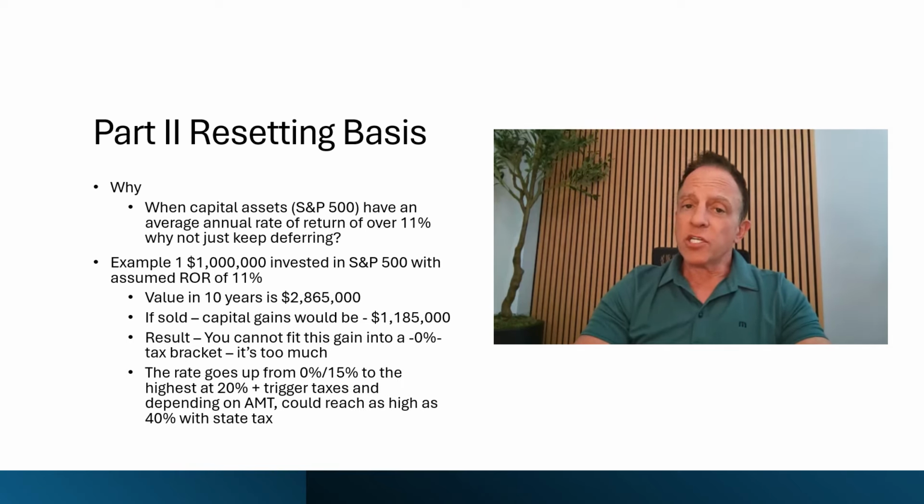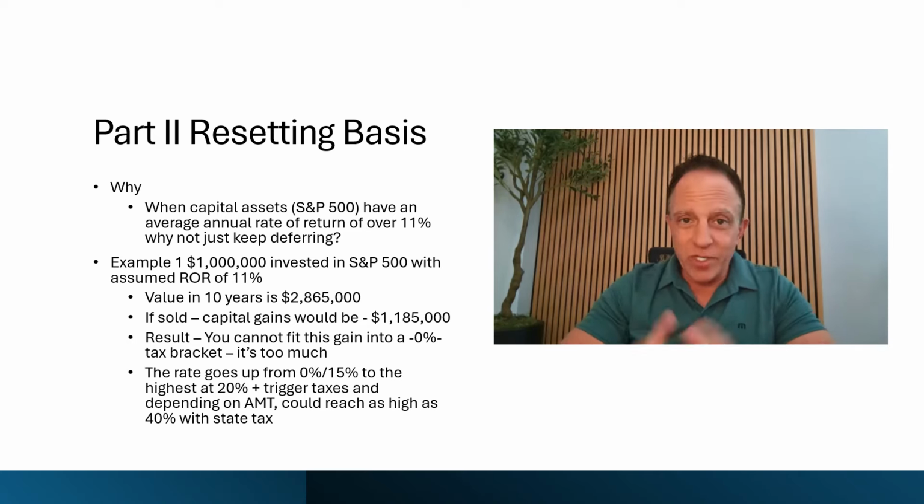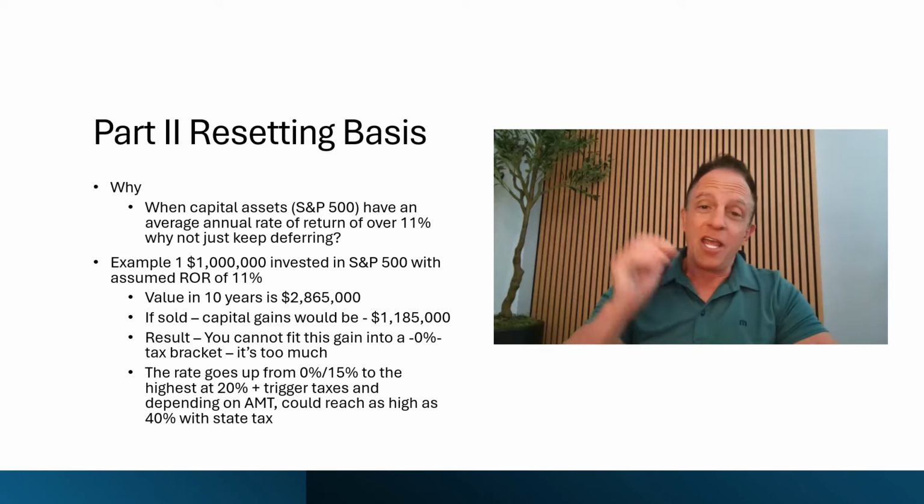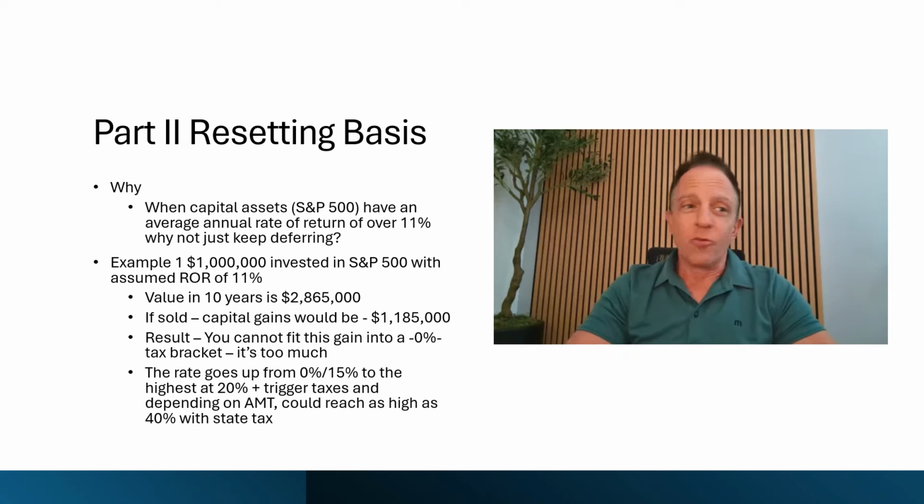And unfortunately, you're going to go up from the 0 to 15% rate bracket up to the highest 20%, but it's not really 20%. It's actually 23.8. In addition, there's what's called hidden trigger taxes. What are hidden trigger taxes? These are taxes when the government comes out to you and they say, "Hey, we're gonna reduce your capital gains tax rate." I love it.